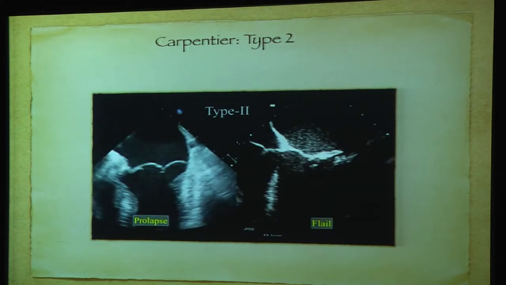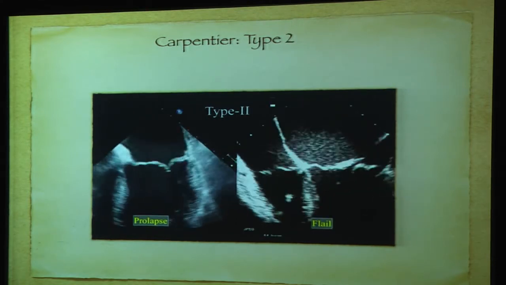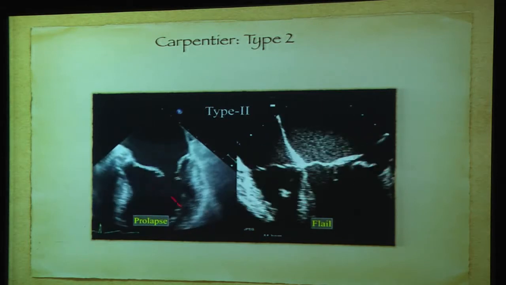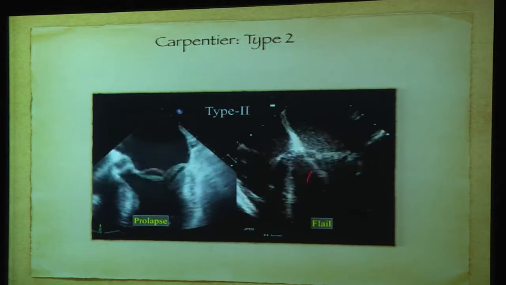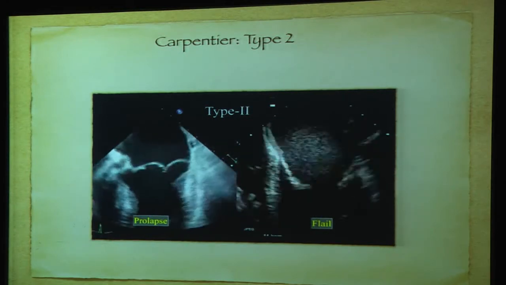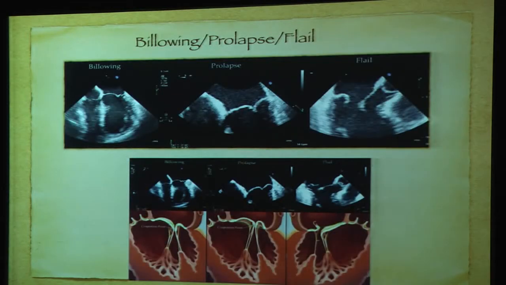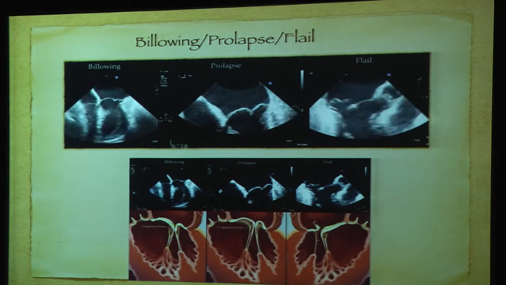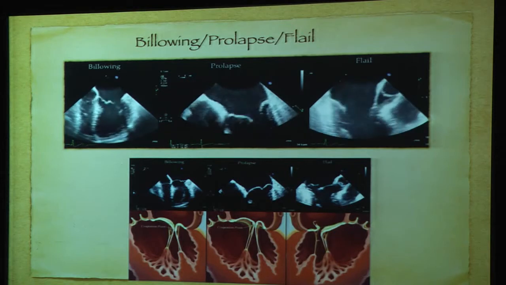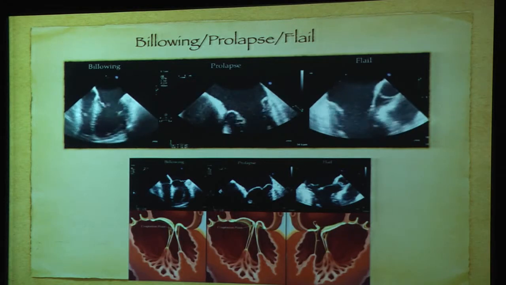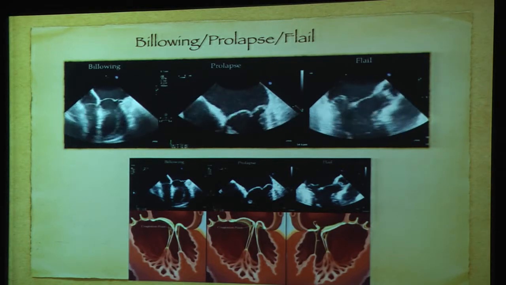Versus type 2, which is excessive leaflet motion. This is prolapse, and this is flail. You can see the anterior mitral leaflet is flailing in here, clearly. This is excessive leaflet motion. I want to make a little picture over here so you can see the difference between billowing, prolapse, and flail. This is, again, a tested question. People ask, what is billowing? What is prolapse? How do we define that?